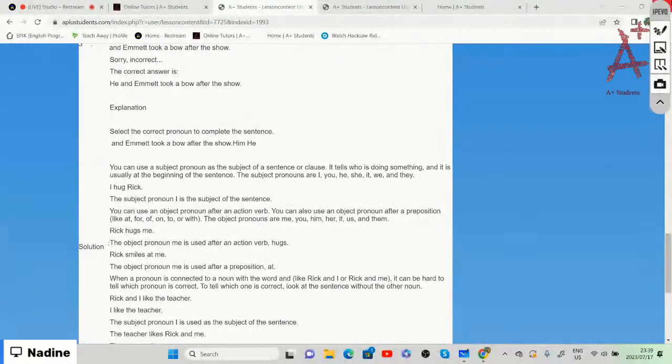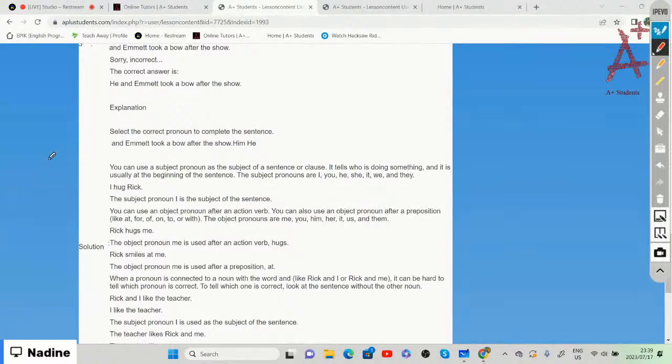All right, the next one. We need to select him or he. So him and Emmett took a bow after the show, or he and Emmett took a bow after the show.